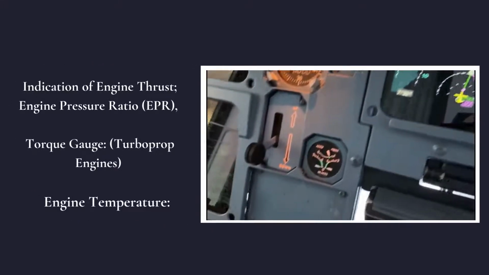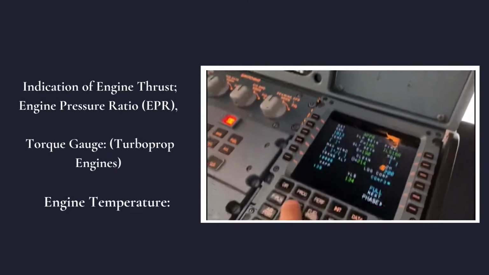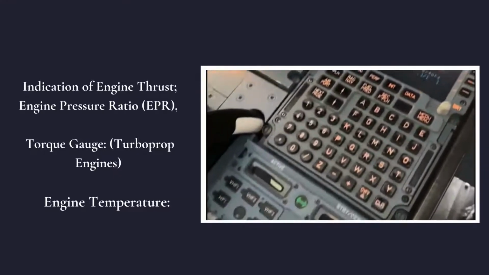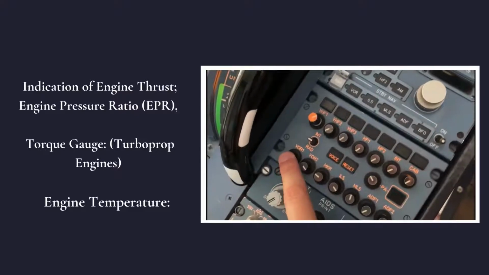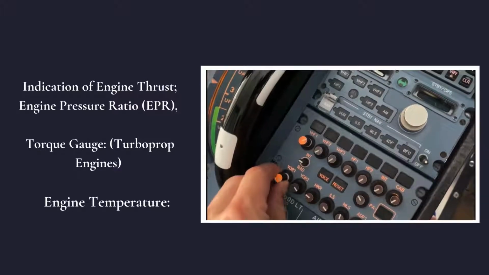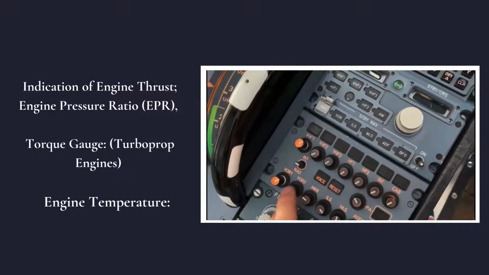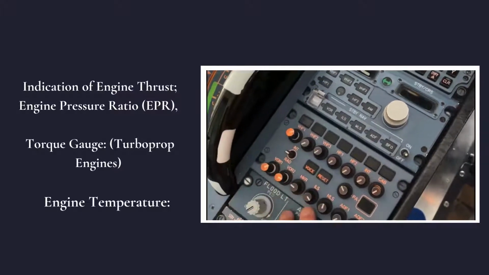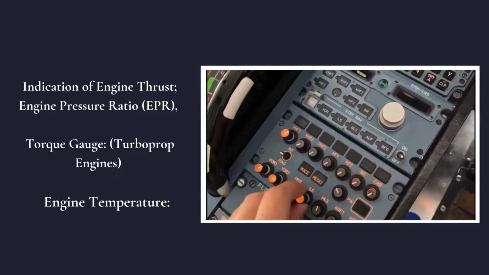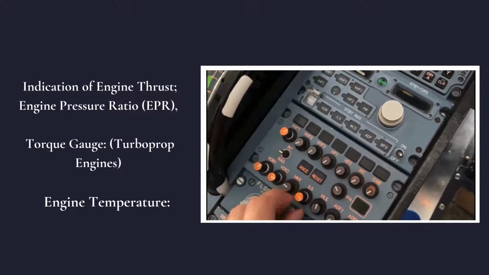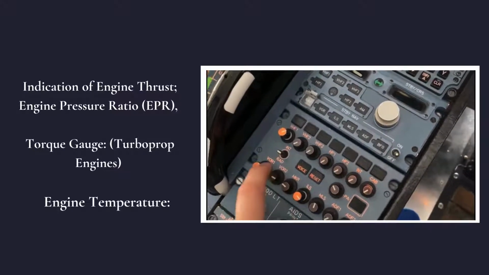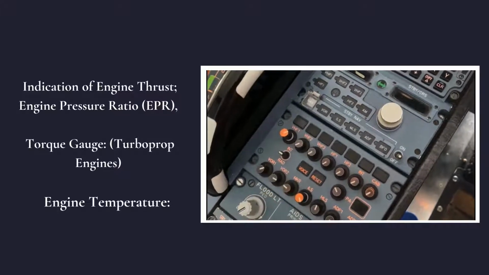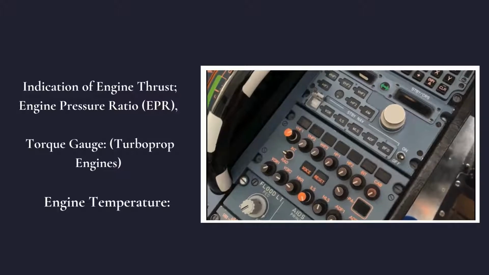Indication of engine thrust. Engine pressure ratio EPR, turbine discharge pressure or exhaust nozzle pressure. This instrument indicates the pressure increase between two stages of turbine engine. The EPR system is designed to compensate for speed and altitude on the measurements taken automatically.